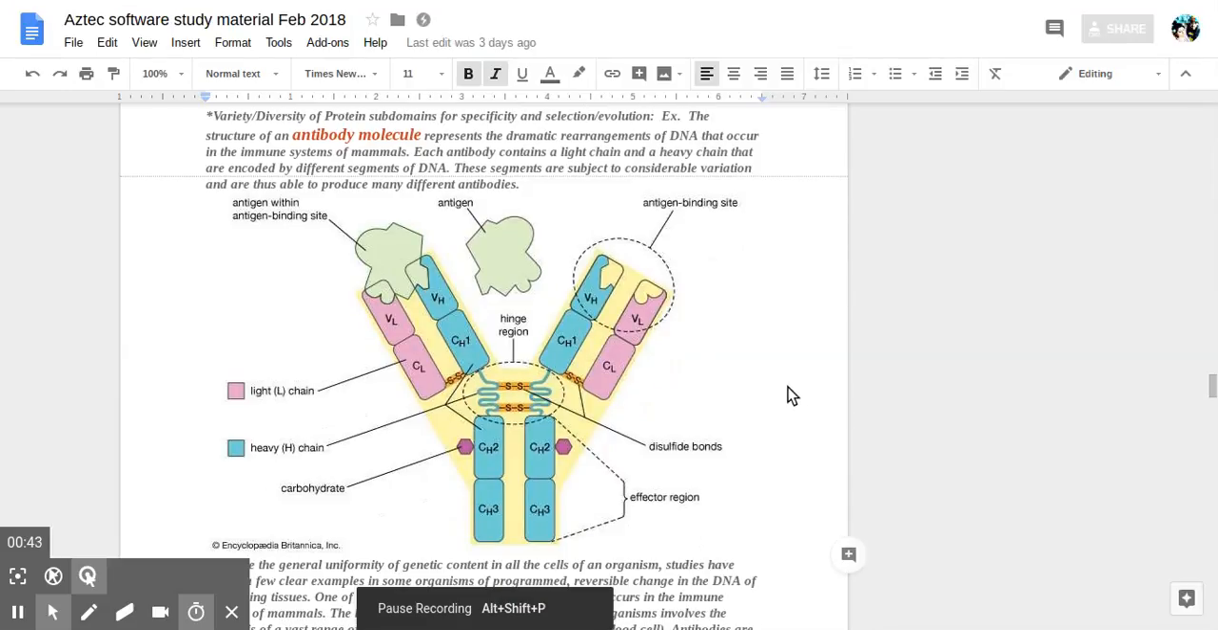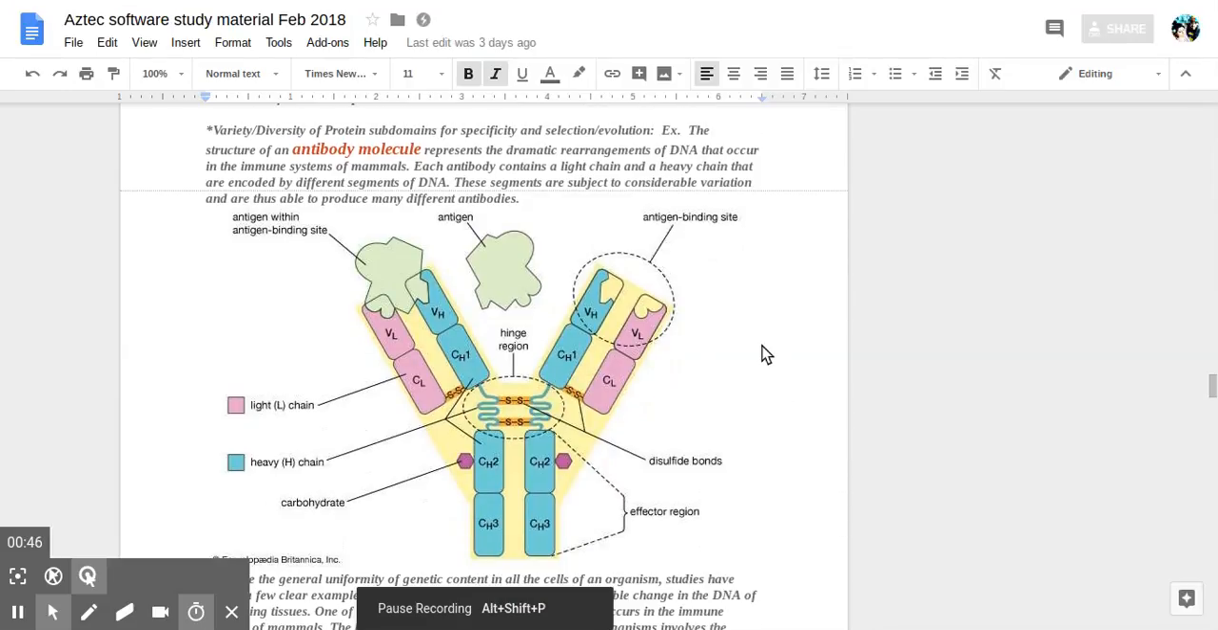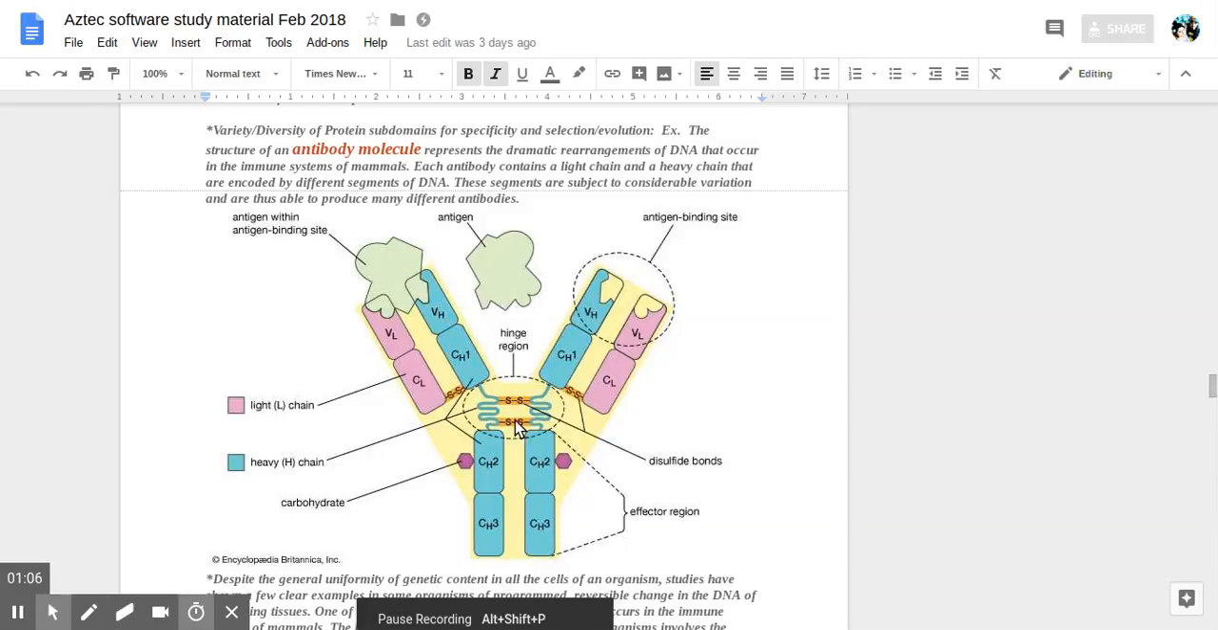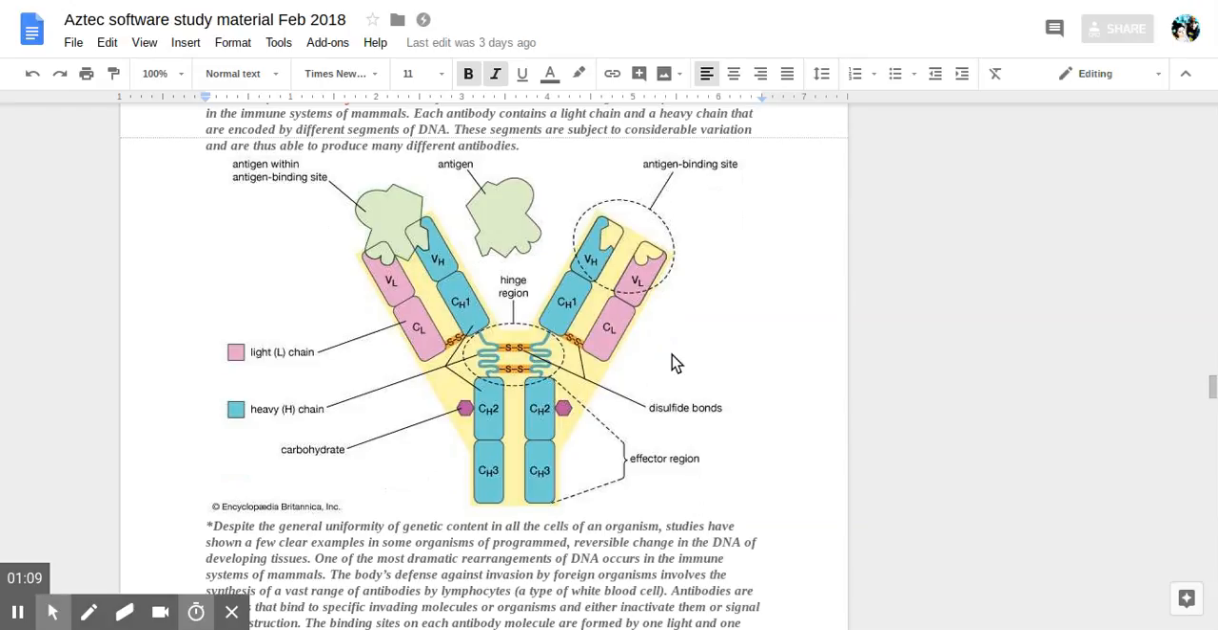We were looking at one example of DNA encoding for a specific type of protein molecule. This is the antibody molecule, and different kinds of DNA can encode for different kinds of such molecules. So we have the subunits of this protein. The light chain and the heavy chain, in blue and pink respectively, are encoded by different parts or sections of the DNA.